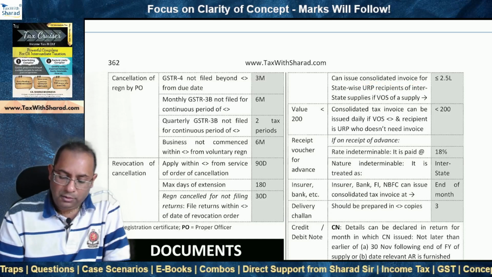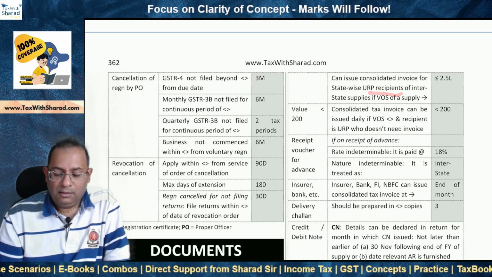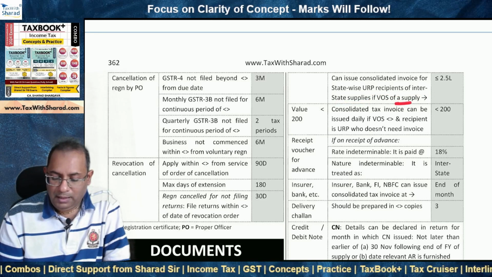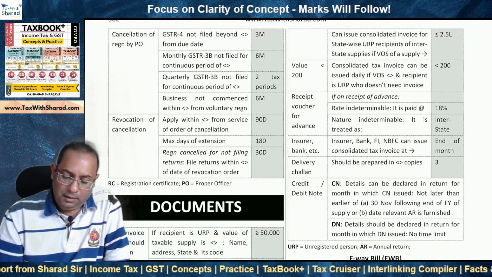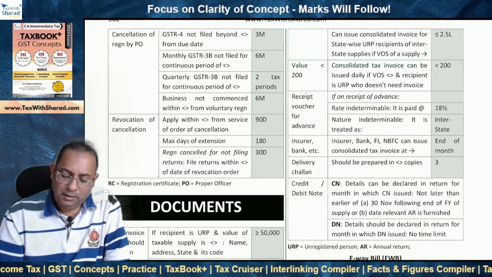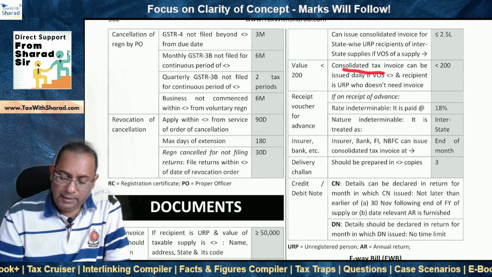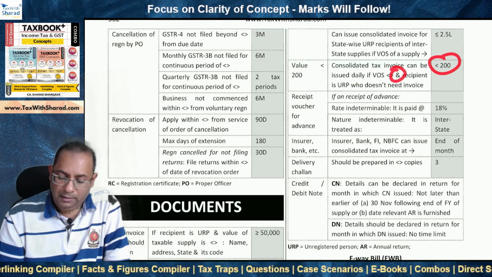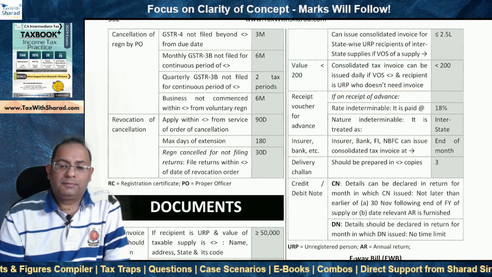Consolidated invoice can be issued for state-wise unregistered recipients of interstate supplies if the value of a supply is up to 2.5 lakh. If the value of supply is less than 200 rupees, then a consolidated tax invoice can be issued daily. So, consolidated tax invoice can be issued daily if the value of supply is less than 200 and the recipient is unregistered, who doesn't need invoice.